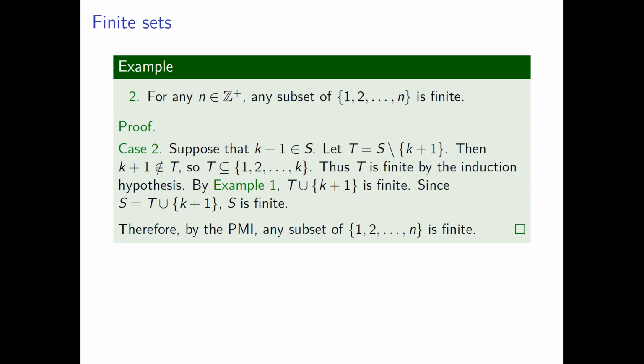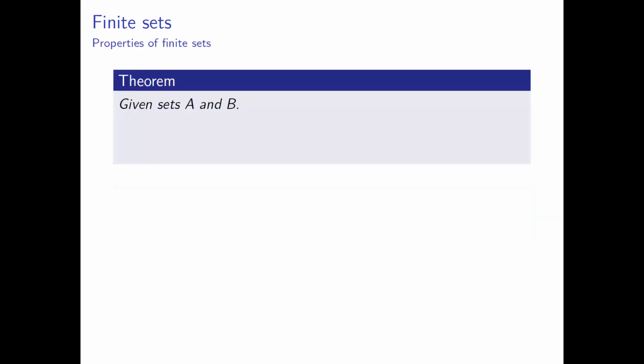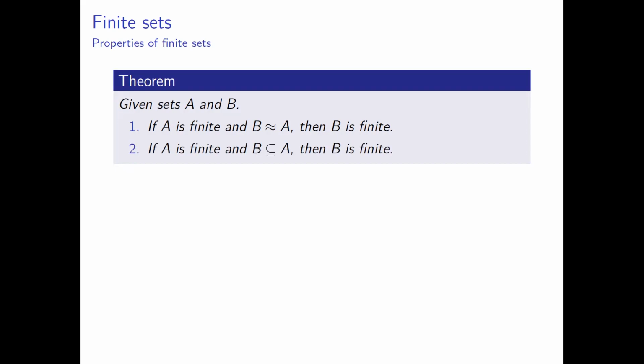We shall use the result of example 2 in the proof of the next theorem. Given two sets A and B, the following are true. First, if A is finite and B is numerically equivalent to A, then B is finite. Second, if A is finite and B is a subset of A, then B is finite. In other words, the first statement says that any set which is numerically equivalent to a finite set is also finite. The second statement says that any subset of a finite set is finite.